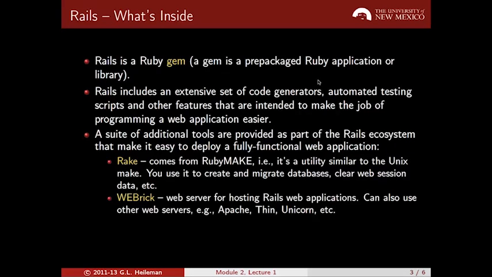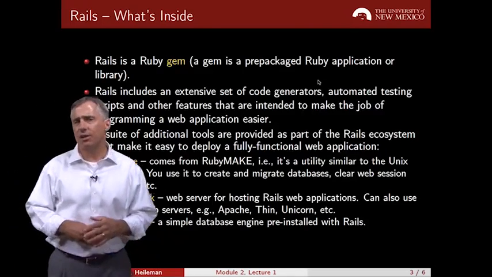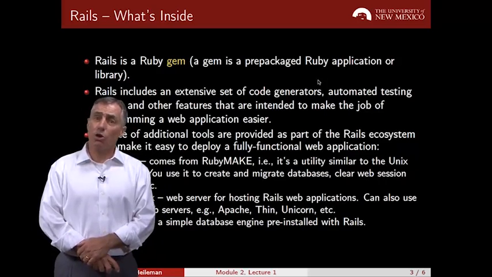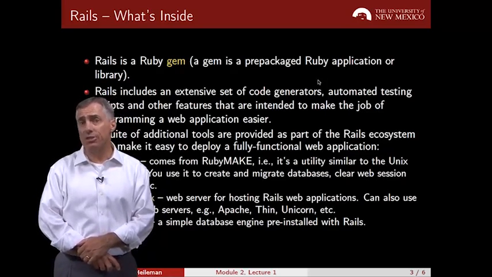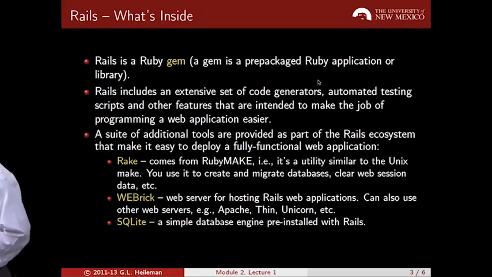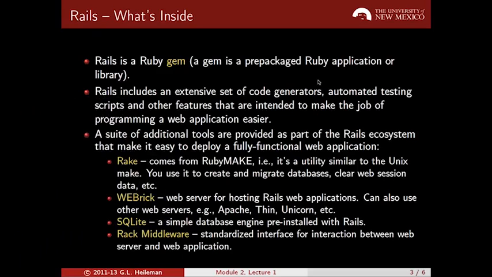It comes with a web server called WEBrick. It has built-in SQLite database support, and SQLite is a very simple database system that's file-based. This is not an industrial-strength database, but it's perfect for development. When you go to deploy a web application, you'll typically use something like MySQL or a Postgres production database. And then it has Rack middleware. These are just standardized interfaces for interacting between your web server and the web application.